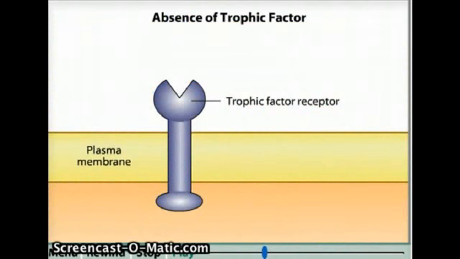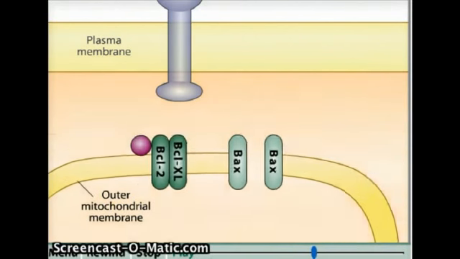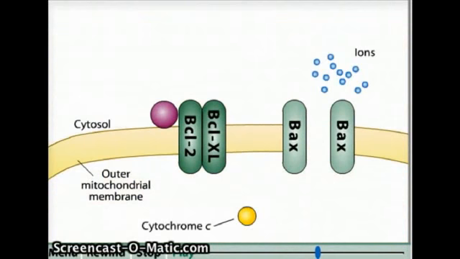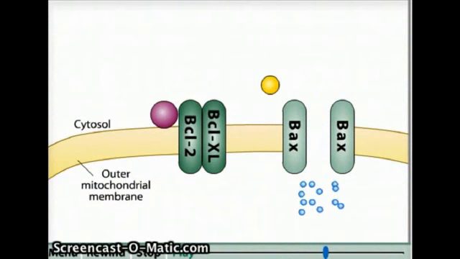In the absence of a trophic factor, most cells undergo apoptosis. The following is one model of how apoptosis is activated in mammalian cells. Without a trophic factor signal, the Bad protein is unphosphorylated and associates with the BCL2, BCL-XL complex, inhibiting anti-apoptotic activity. When BCL2, BCL-XL is inhibited, the pro-apoptotic regulator BAX is free to permit the influx of ions through the mitochondrial membrane. The influx of ions somehow triggers the release of cytochrome C through the membrane and into the cytosol.